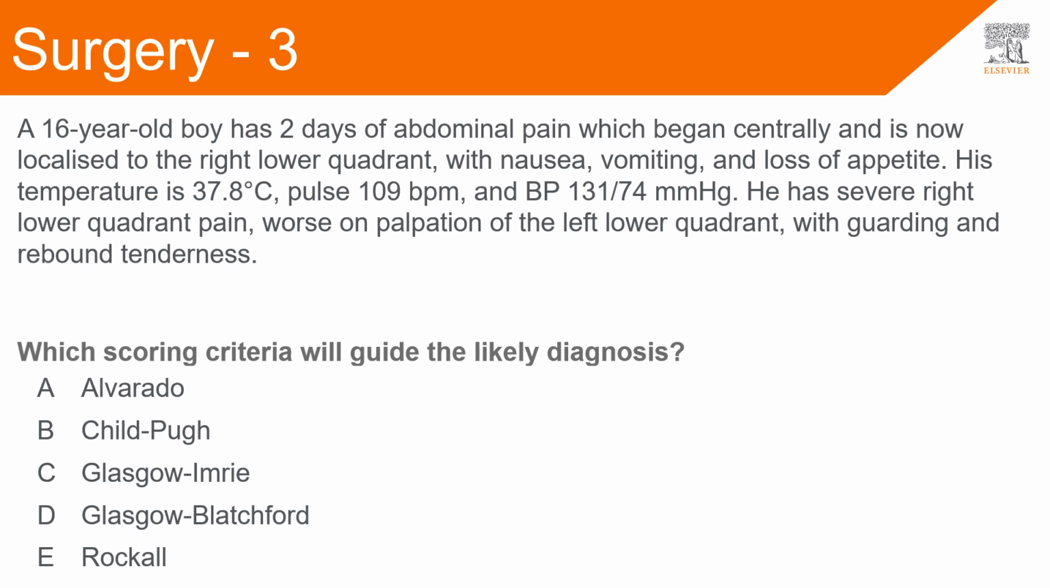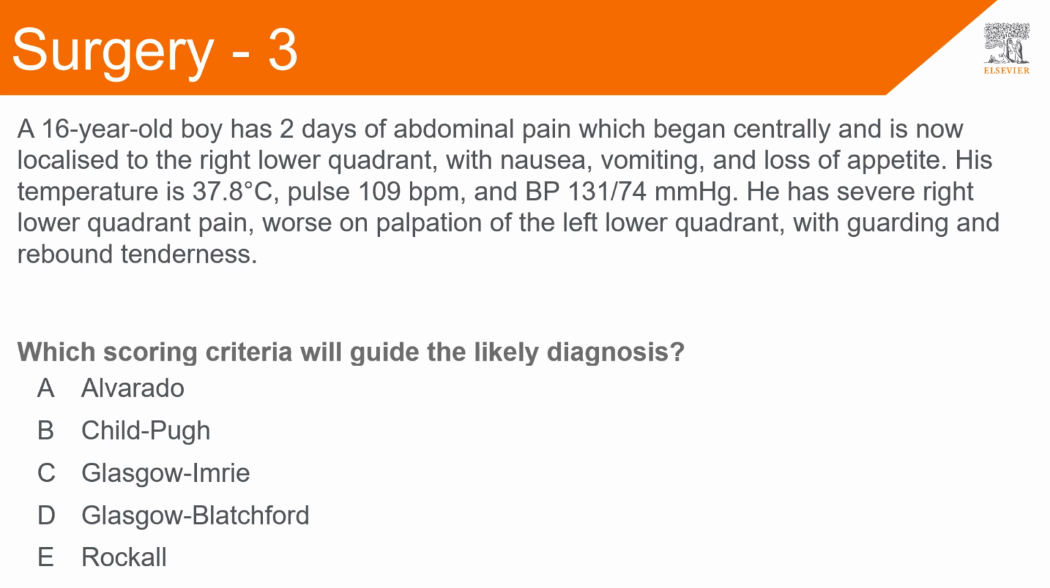Moving on to the next question. A 16-year-old boy has 2 days of abdominal pain, which began centrally and is now localised to the right lower quadrant, with nausea, vomiting, and loss of appetite.